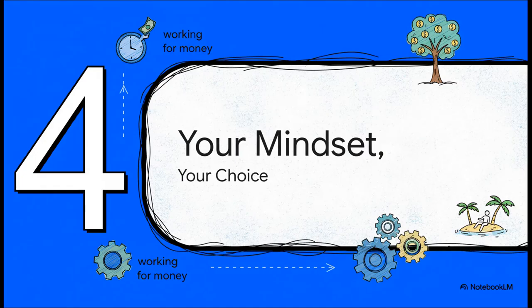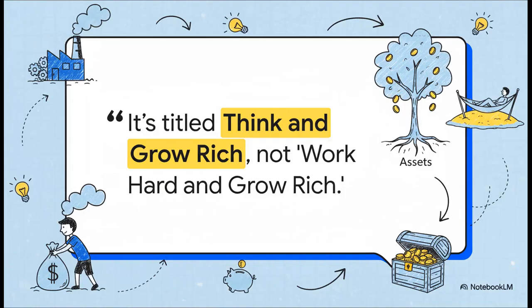So, when you boil it all down, this whole concept comes back to one central idea. Your ability to do any of this isn't really determined by your report card or your job title. It's determined by your thoughts, your mindset. It's a choice you make. You know, Kiyosaki often references Napoleon Hill's classic book, and this quote just nails it. The title is Think and Grow Rich, not Work Hard and Grow Rich. The point is, the wealthiest people don't just outwork everyone else. They think on a different level. They understand the systems and the principles of how money really works.